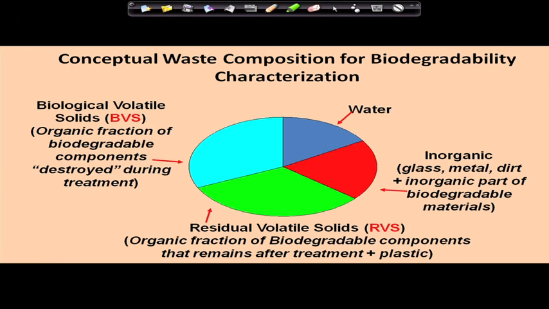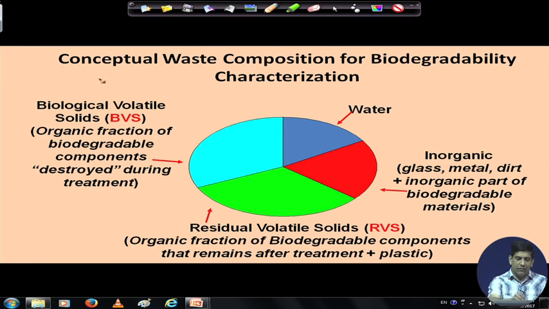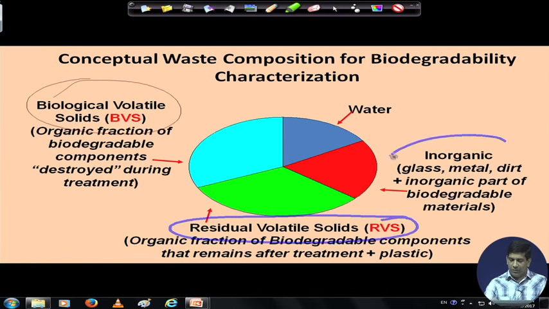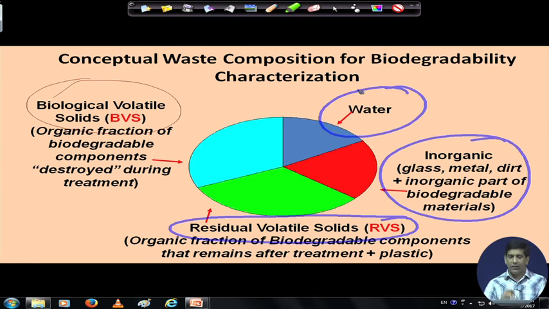So what we are looking at in this pie chart, rather than paper, plastic, moisture content and other stuff, are different terms. One term is biological volatile solids. We have another term, which is the residual volatile solids. Then we have some inorganic material. Then the moisture is there. So let's look at each one of them.